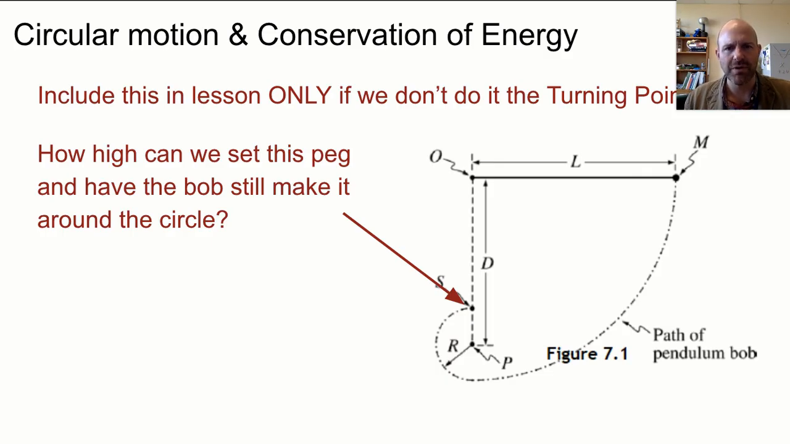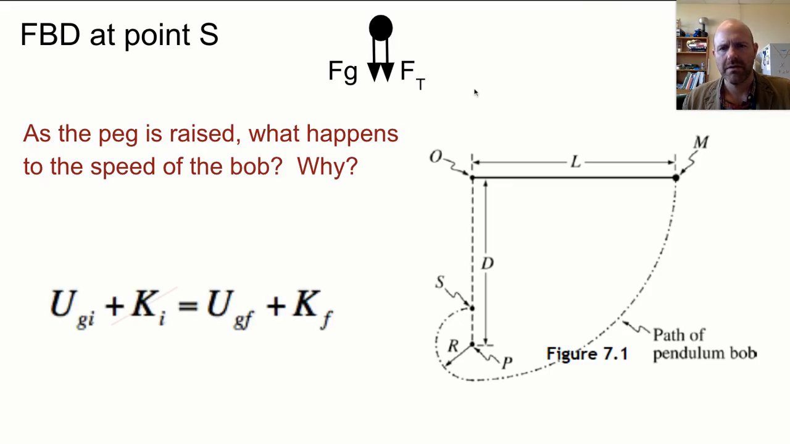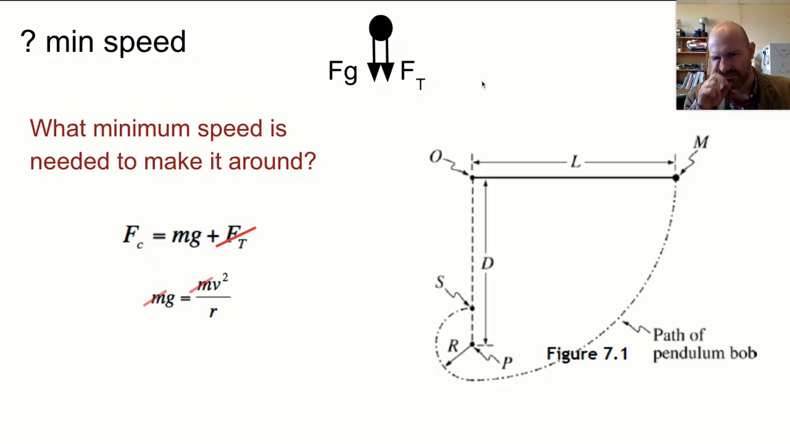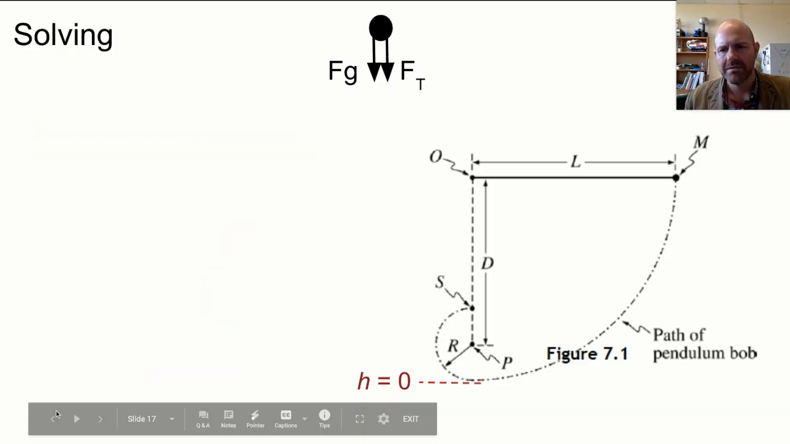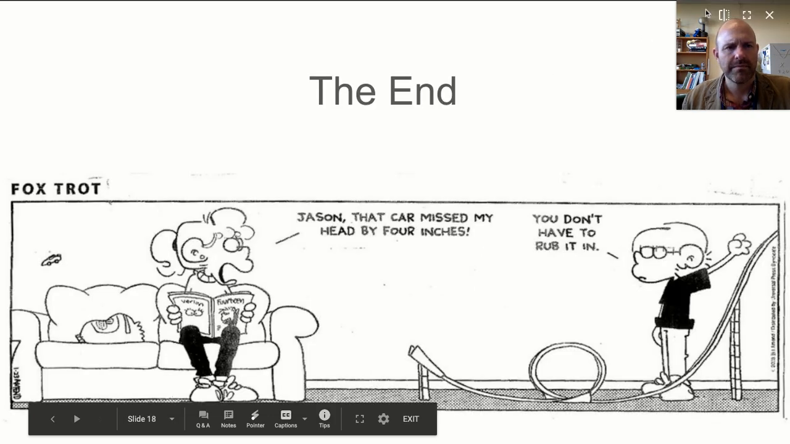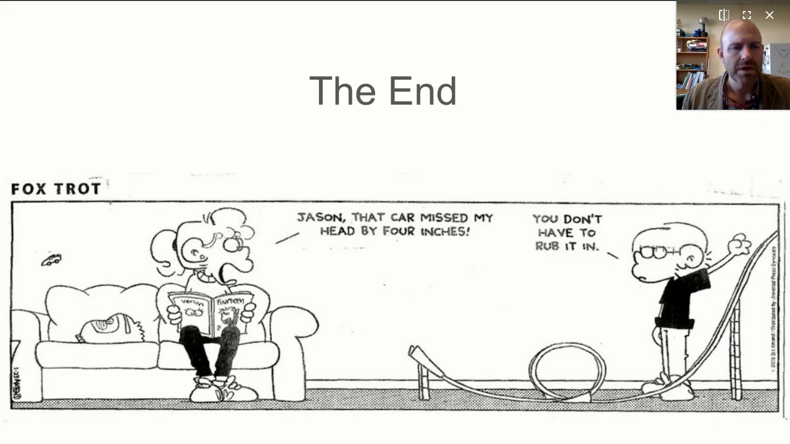We can also do this in the turning point lab. So that's the end of those couple of example problems, going around a loop, of course. All right, so there's a couple of example problems for ideal systems.